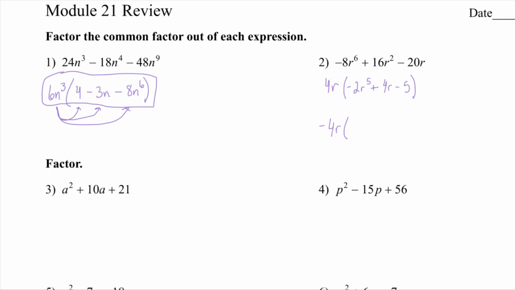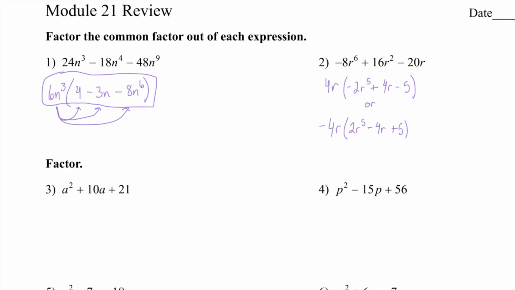If instead we took out a negative 4r, that would change the signs. If I have negative 4r here and this was negative 8r to the 6th, that would make it positive 2r to the 5th. And then this would make it negative 4r and positive 5. So either of those answers is perfectly acceptable. It would be whichever one you ended up deciding to put. Totally up to you. And so on our flowchart, our top priority was to factor out the greatest common factor.